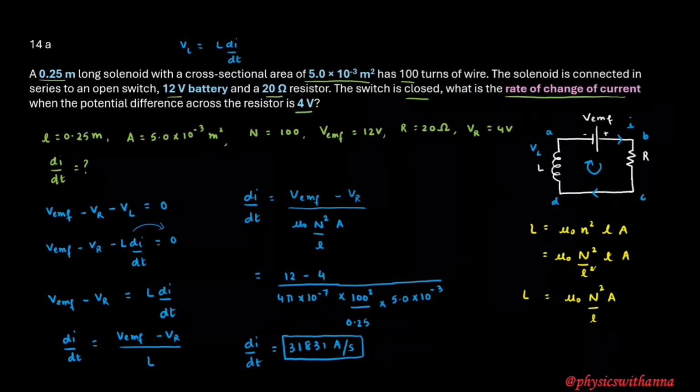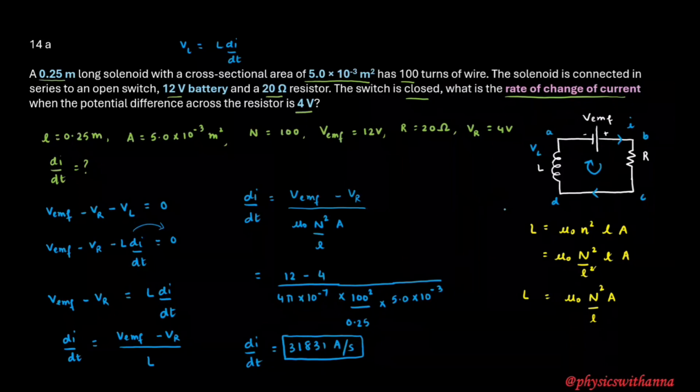Now how can this question change? Suppose when the current reaches a maximum value, you open the switch. And when you open the switch, the current starts to decrease. In that situation, again we use Kirchhoff loop rule to write the expression for potential difference.